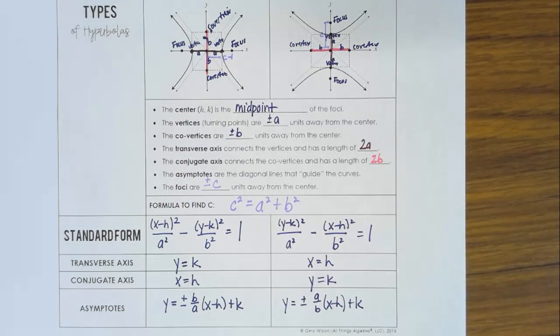So those are all of our key characteristics. When we go into the next part of our lesson, we're going to start looking at how we can use characteristics to write equations in standard form, or how we can take equations from standard form and identify our vertices, covertices, axes, asymptotes, foci, all of those things that we can look at.